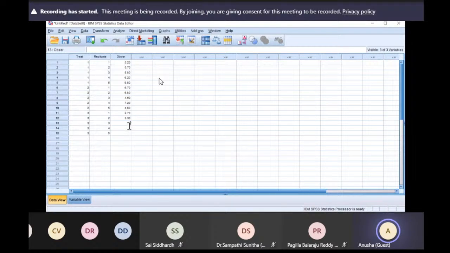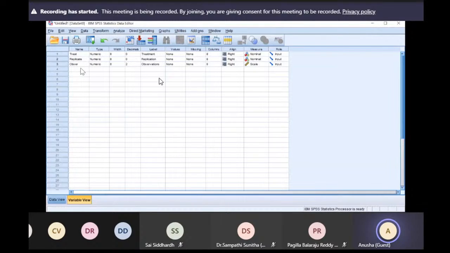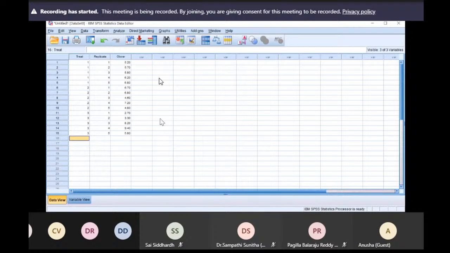Now enter the corresponding observations. Yeah. So this is how we are entering the data. Whenever you are going for RBD, first you have to go to variable view and enter treatments, replications and observations. The same way that you are entering it. Okay. And then go to the data view and you have to enter the observations like this.